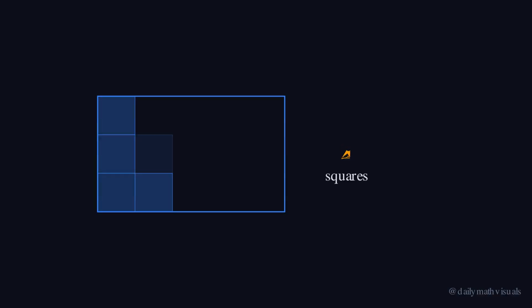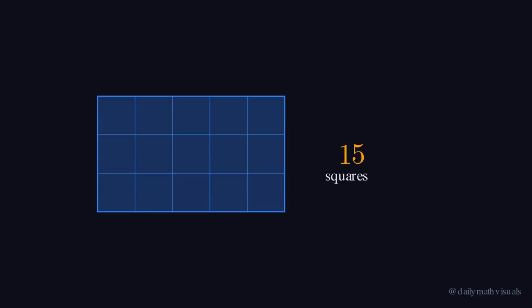Take this rectangle. We can literally count the unit squares inside, 1, 2, 3, all the way to 15. The formula, length times width, is just a shortcut for this counting. 5 columns, 3 rows, 15 squares total.